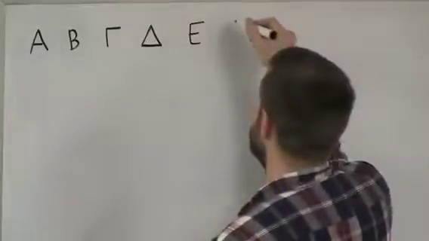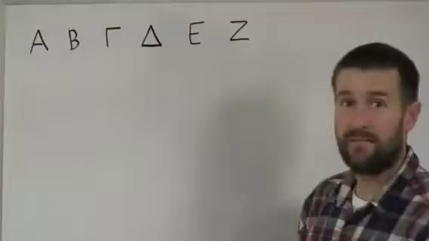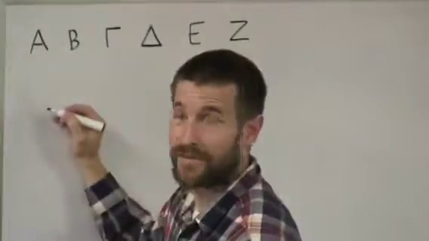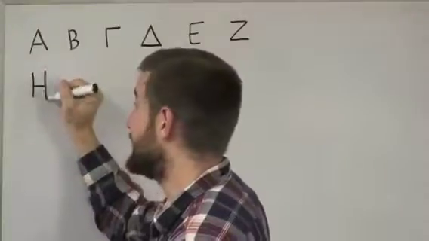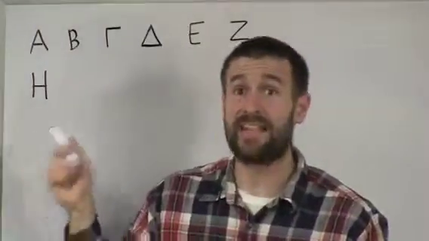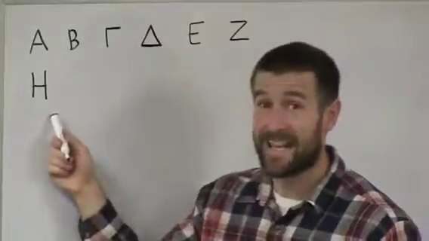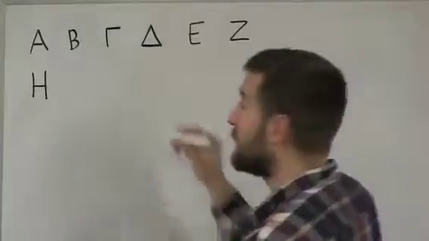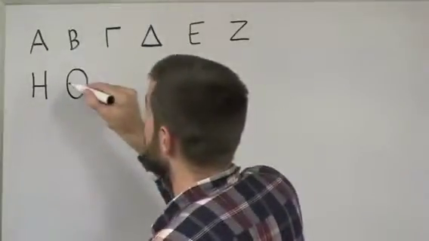Then we've got zeta. Again, looks just like our English Z. Now this is the tricky one that's going to throw you off. Eta. Now that looks exactly like a capital H. That is not an H, though. That is eta, and it makes the E sound. Remember? And then after eta, we've got theta.